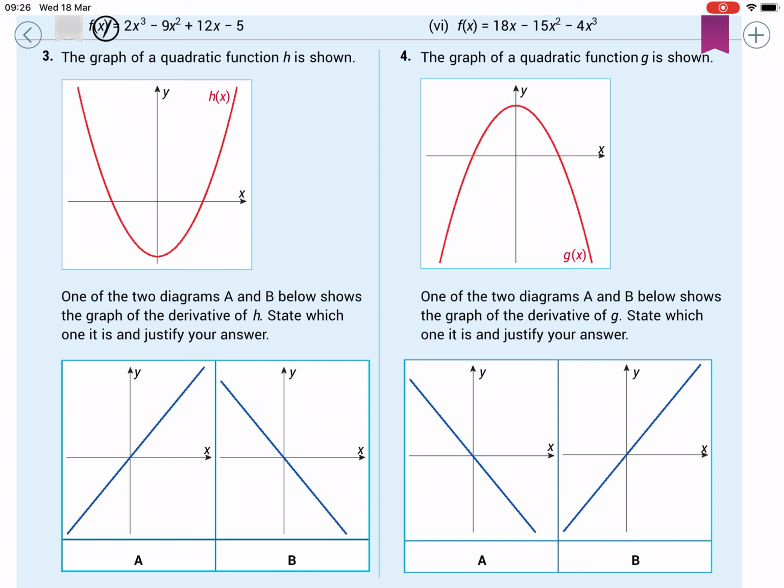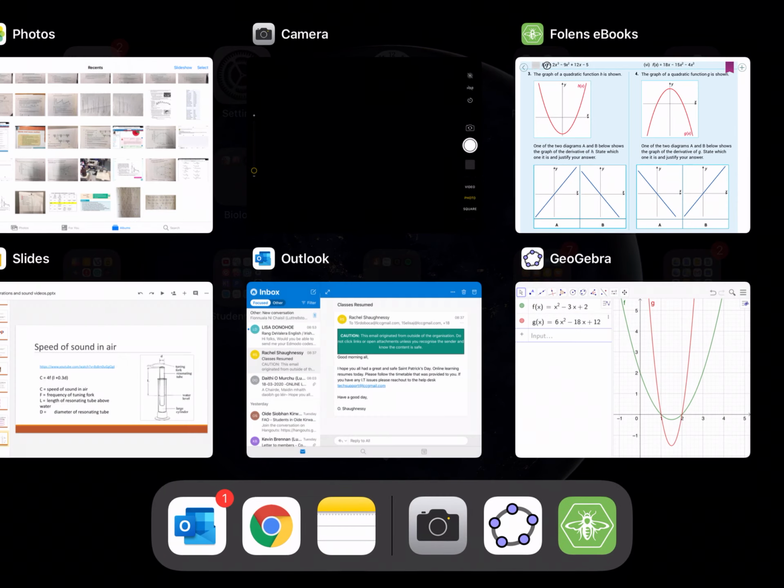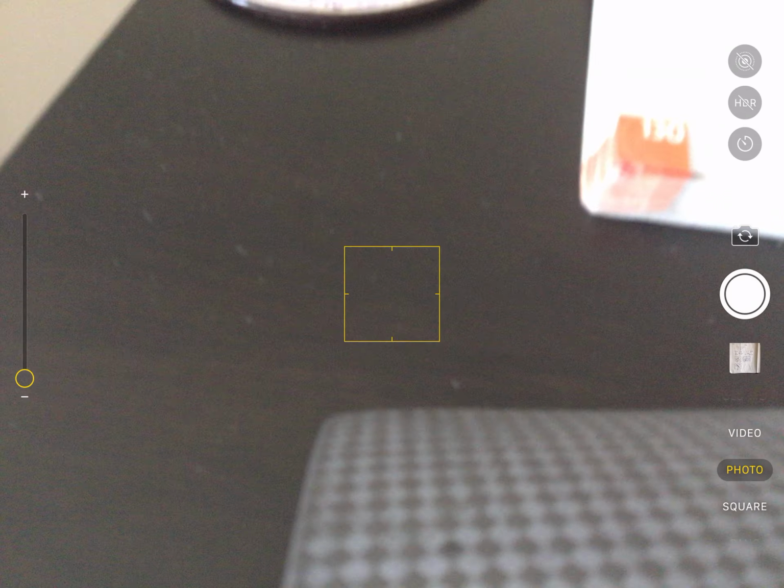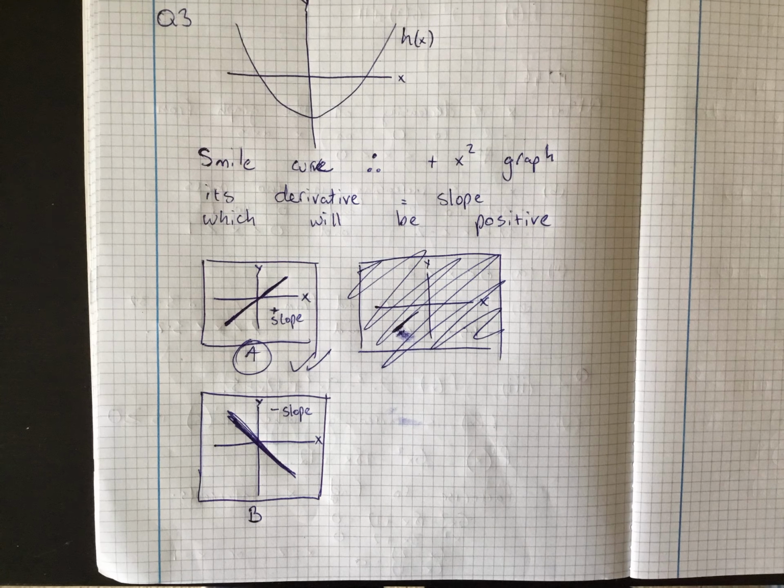The question is asking, when I get the first derivative of this function, is it looking like A or is it looking like B? Nice and simple then to tie off with that. State which one it is and justify your answer. So we'll go back to what I've drawn and we'll see it again. In question 3, you can see the graph that was given to us is similar to the one I've drawn at the top of the question.